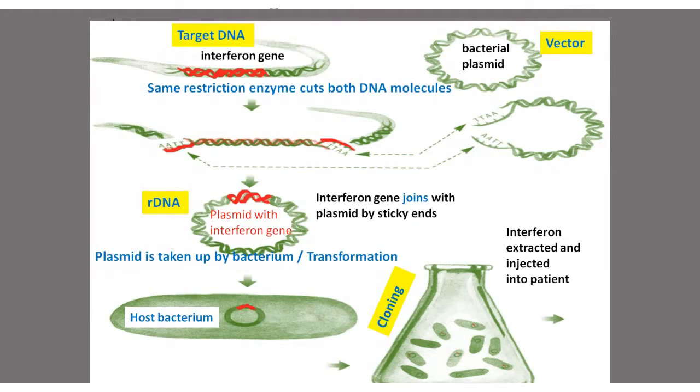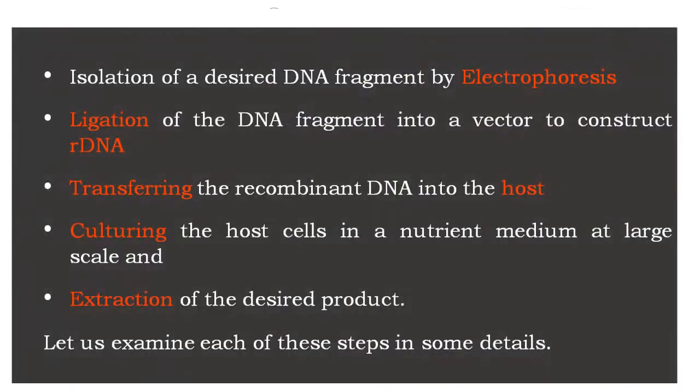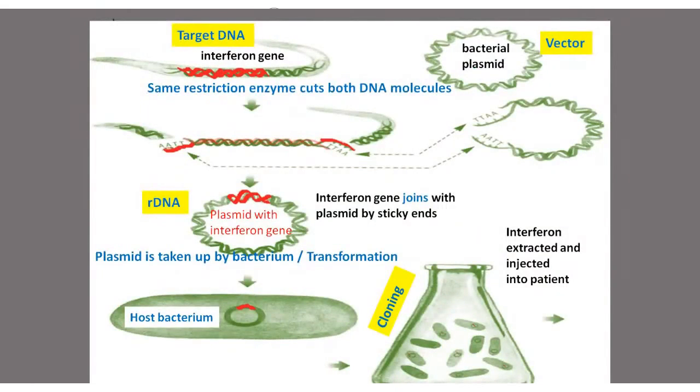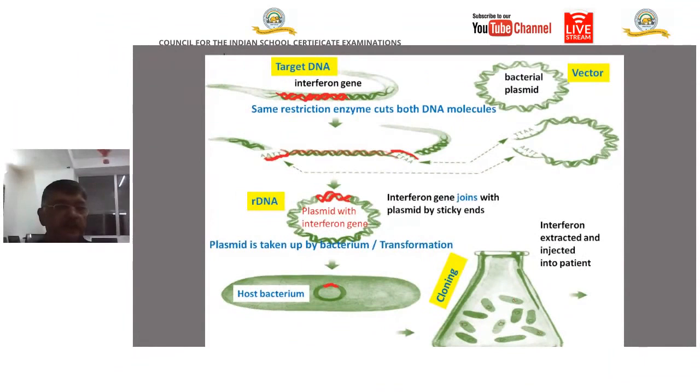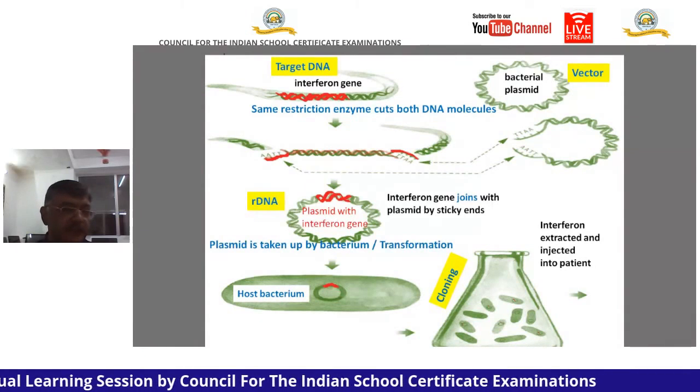So you can summarize the entire process of RDT, recombinant DNA technology, in this kind of flow chart, diagram-based chart, or you can go on writing the paragraphs and sentences. But you have to be very careful that if you are using this chart method, each and every step must be properly explained here.